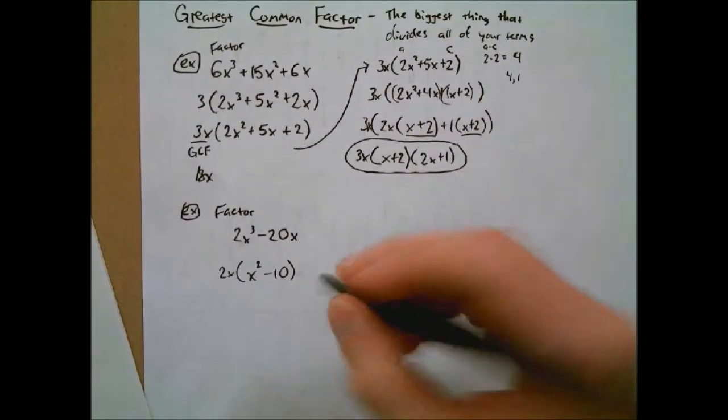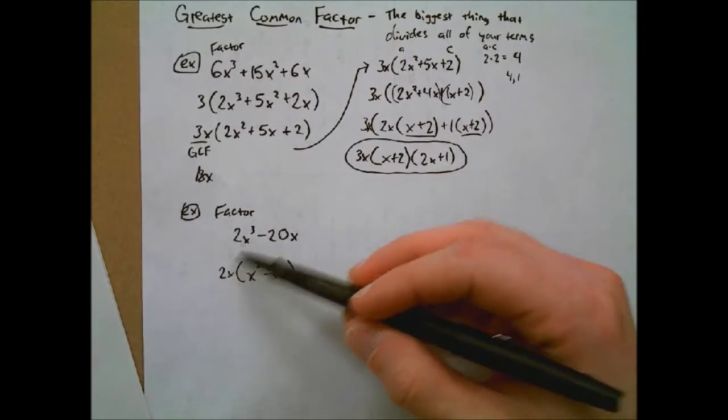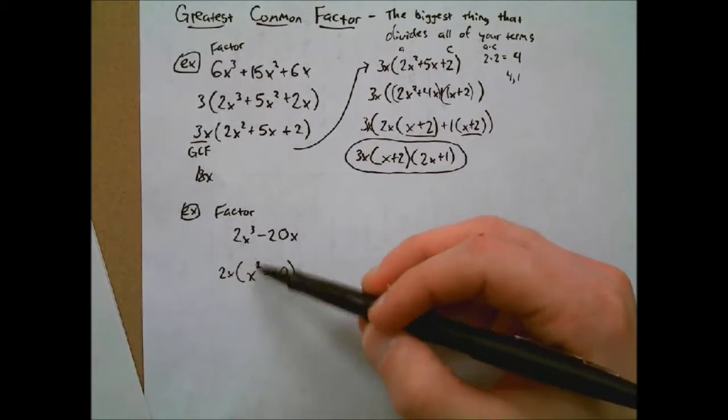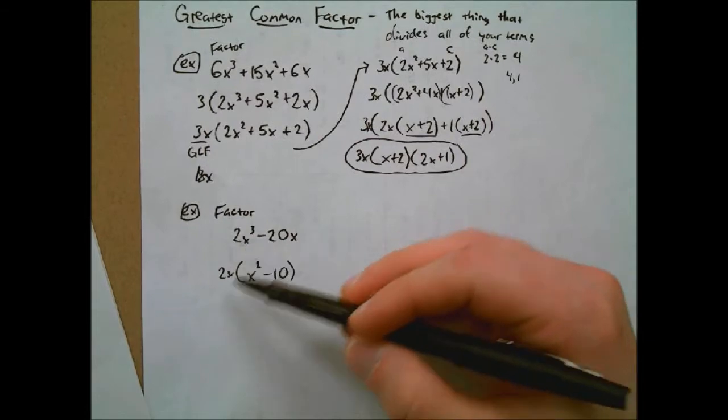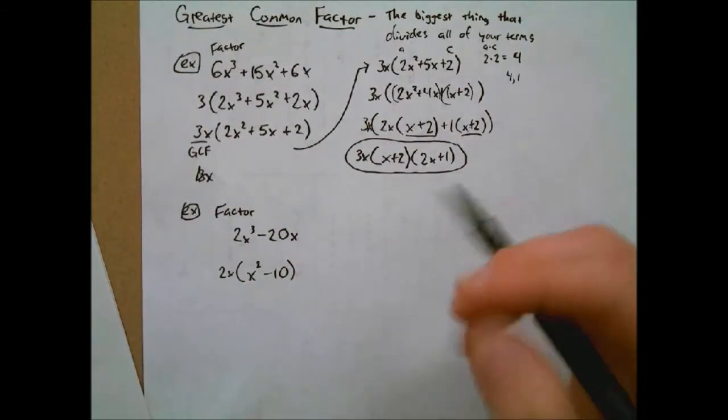If you're ever unsure if you factored out correctly or not, just imagine redistributing here. If I did the 2x times the x squared, I would get 2x cubed, right? If I did 2x times minus 10, I would get minus 20x. So you can see, okay, we did it right. It's the same thing.